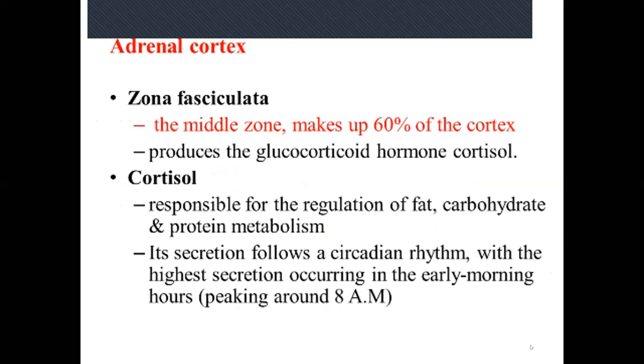Then the middle layer, the fasciculata, accounts for about 60% of the cortex. This is the largest portion of the cortex and mainly produces glucocorticoids. Remember, glucocorticoids are very important adrenal hormones. They are very important in fat, carbohydrate, and protein metabolism. And apart from that, the production usually follows the circadian rhythm. So mostly the high secretion occurs early in the morning and usually peaks at 8 a.m.